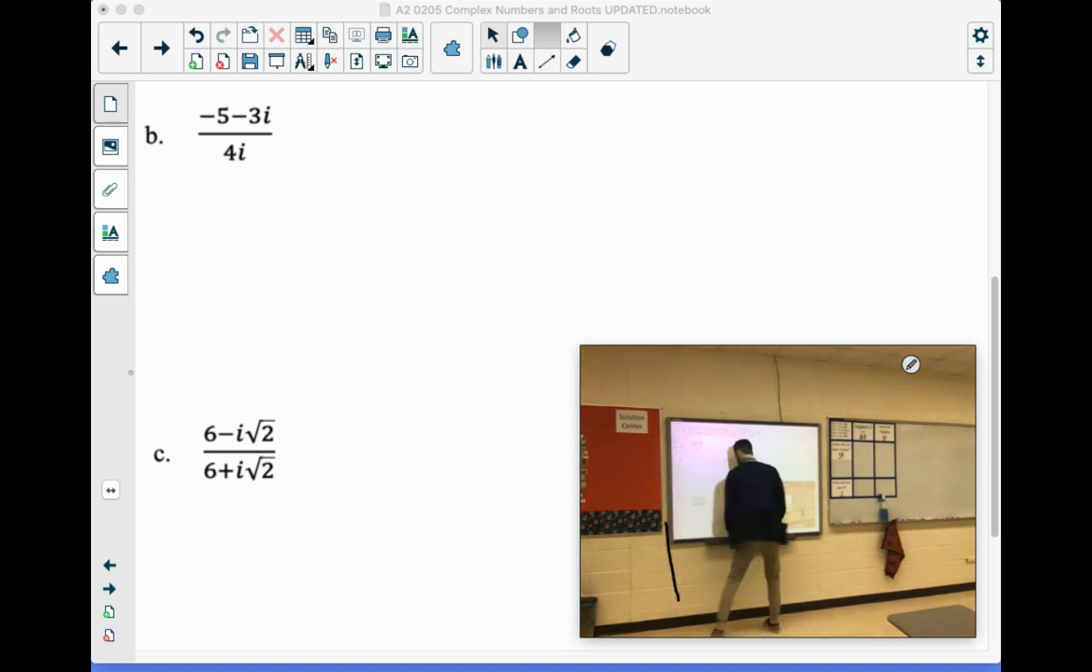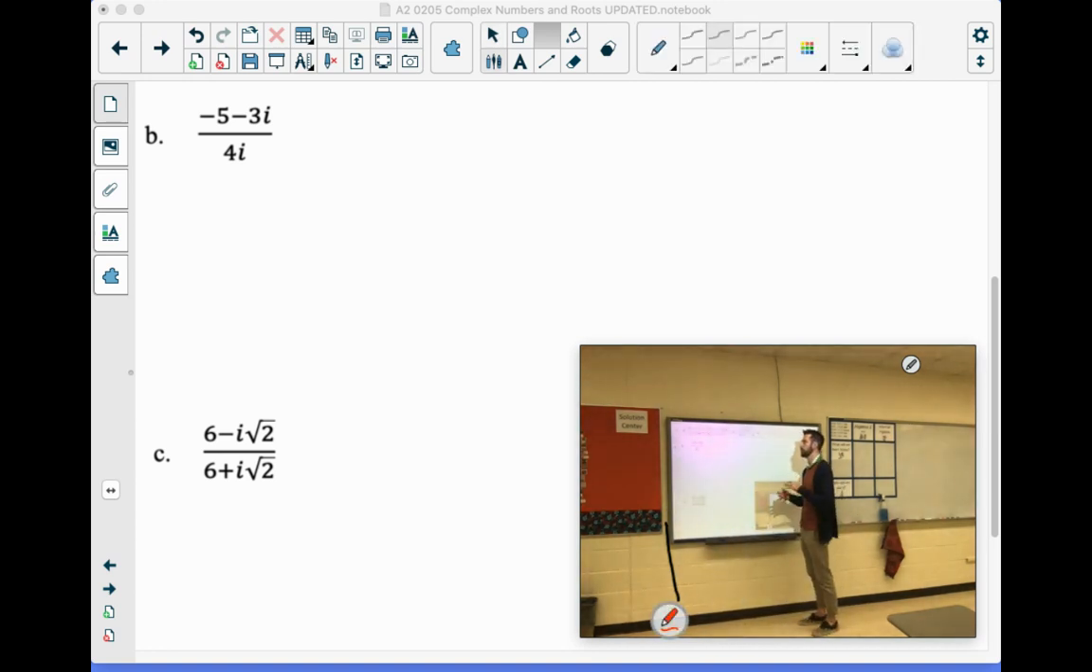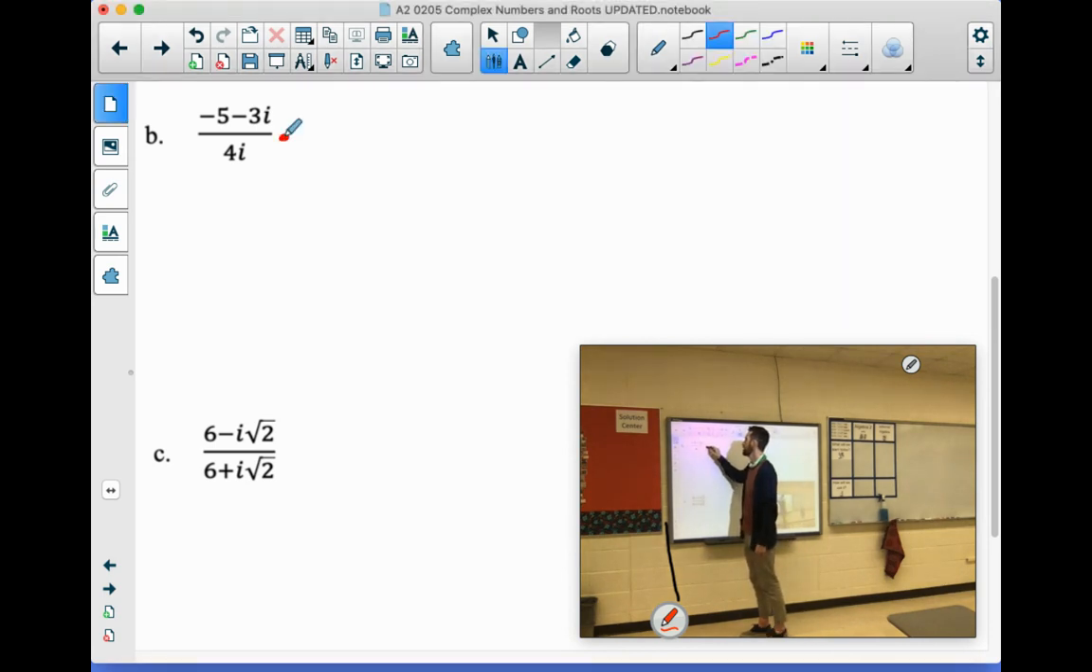Okay, here we go. They're just going to get easier as we do more of these. -5 minus 3i over 4i. Now the complex conjugate would be -4i. That works. So let's try that out for a second. Times -4i. We have to also do it in the numerator.